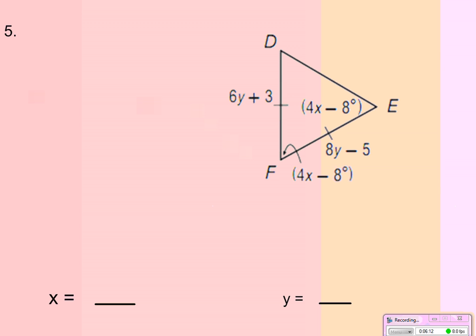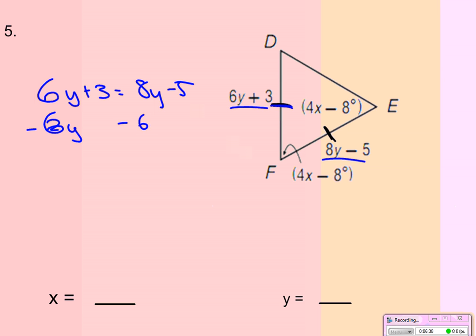All right, so now take a look here. You've got 4x minus 8 and 4x minus 8, but it tells you these two sides are congruent to each other. It tells you that. So solving for y is easy. This is going to be equal to this. So I say 6y plus 3 equals 8y minus 5. All right, so a little subtraction. You've done this before. Hopefully your algebra game is strong. So y is going to equal 4.